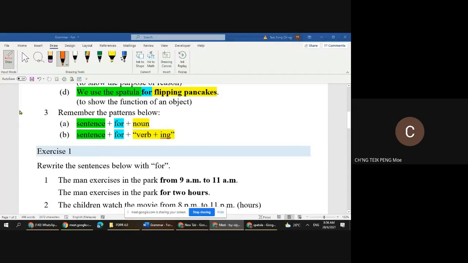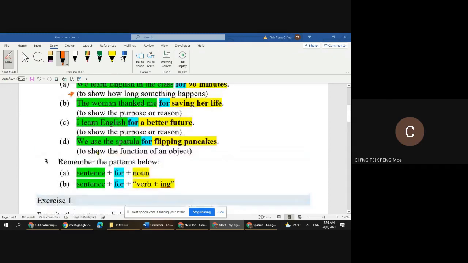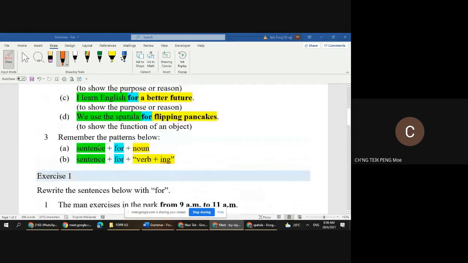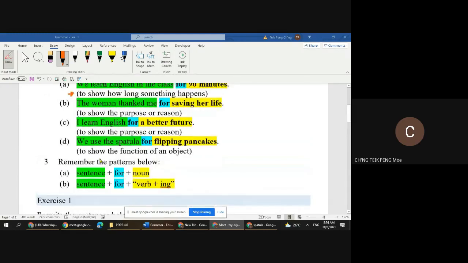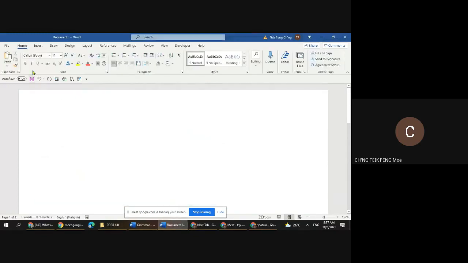Okay. All right. Now, before we go to the exercise, you have to remember the patterns below here. When we are using for, you need to put a sentence, and then you have to put for and then a noun, or you can put for and then verb plus ing. Okay. Now we have come to the next grammar rules.